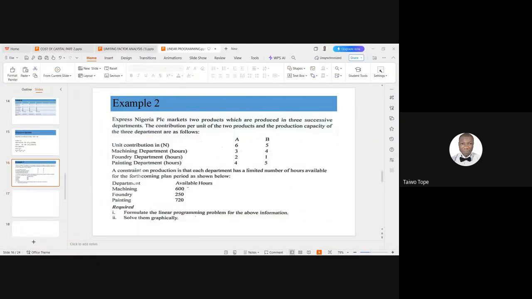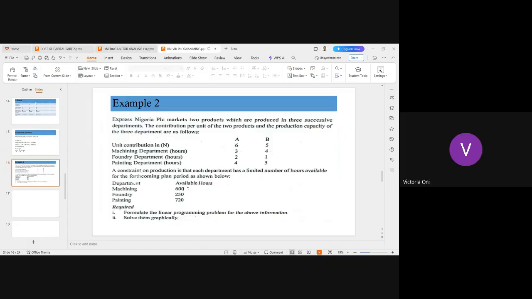So looking at this question, we have two products, A and B. If you look very clearly, we've been given contribution per unit straight away. For A is 6, for B is 5. So based on our first step, what are we to do? The question says formulate the linear programming problem for the above information. So what are we to do based on the first step that we have in our notes?